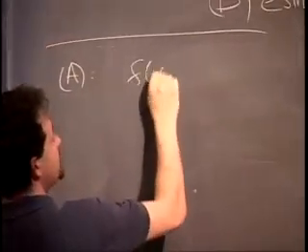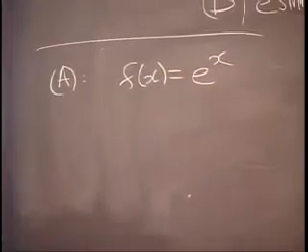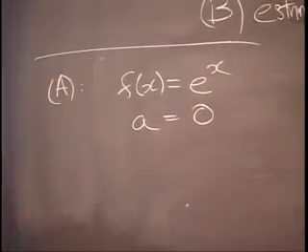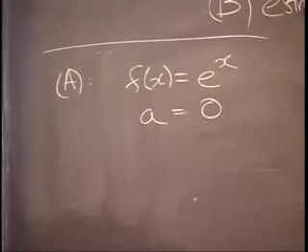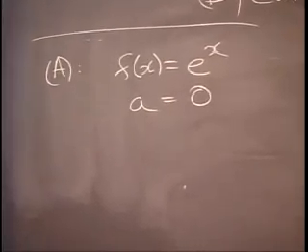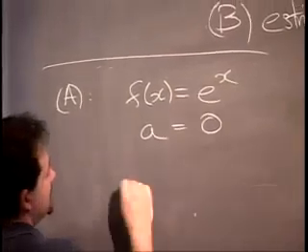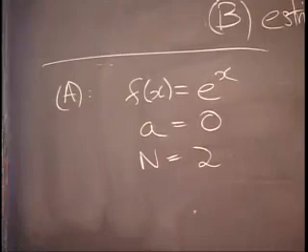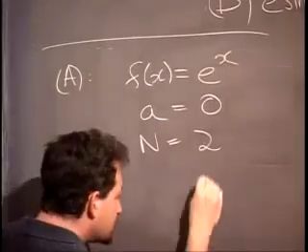Set f of x equals e to the x. Remember, there's three things to pick: f, a, and n. a is going to be 0 because it's a number quite close to 1/3, and we know exactly what e to the 0 is. It's probably the closest number to 1/3 that we really know a lot about e to the power of. And then finally, we're going to take capital N equals 2, because the question says use a Taylor polynomial of order 2.